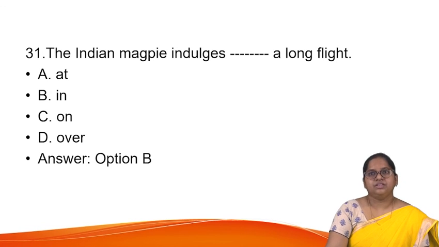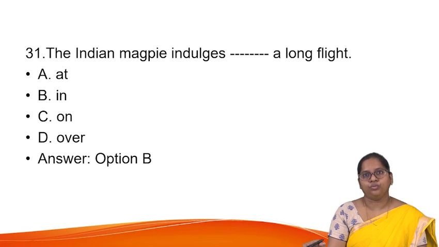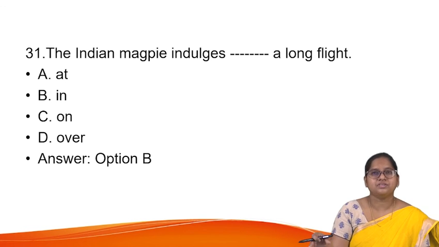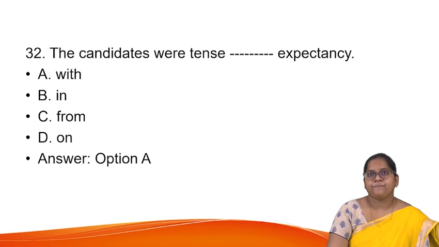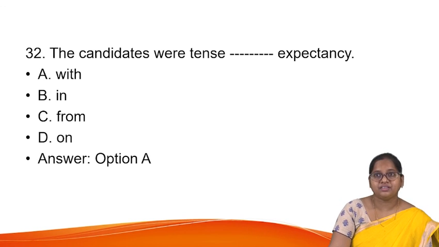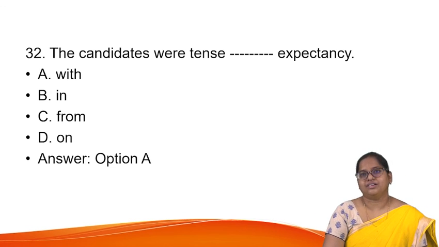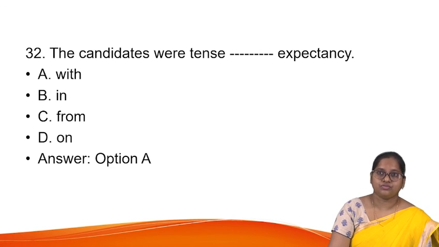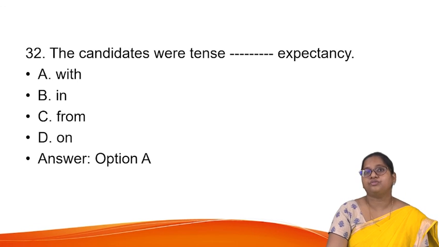The Indian magpie indulges dash long fight. Indian magpie indulges in. Whenever you say indulging, whether at, in, on, over, we have to talk about in, for some wrongful or offensive act, you say indulging in some act. That is the sense of it. The candidates were tense about what? They were tense with some expectancy, because of that they were tense. So you use the preposition with, not in, from, on.